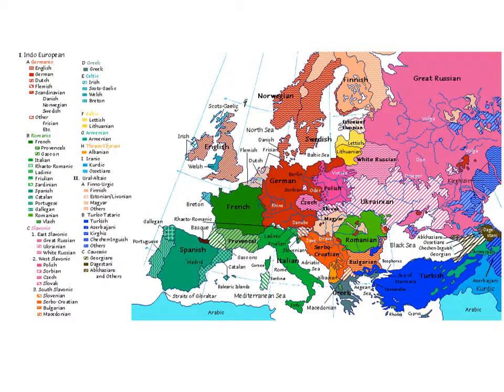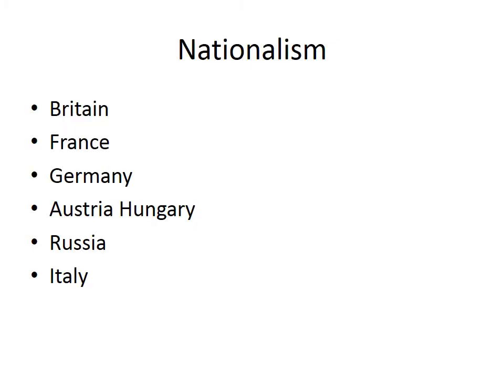This map sort of shows you, before World War I, the different languages that existed across Europe. So you've got Romanian, Hungarian, Serbian, Croatian. But who's ruling these different groups? These countries. These are your main countries, your main empires. So you've got Britain, France, Germany, Austria-Hungary, Russia, and Italy.